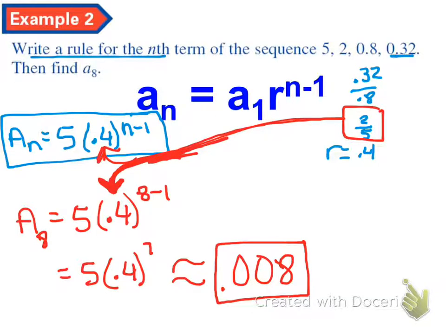So another way that we could have written this rule, we could have said that any term would have been equal to 5 times 2/5 to the n minus 1 power. And you're going to need to do that anytime this rate would not be an exact decimal answer if you were to use the decimal. So make sure you're using exact answers, not rounded decimal answers. Alright, let's move on.